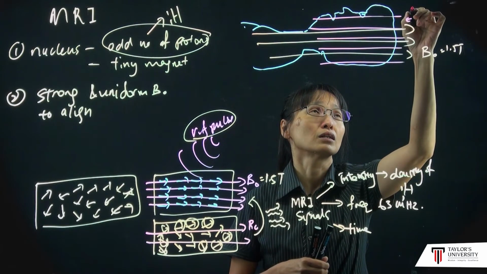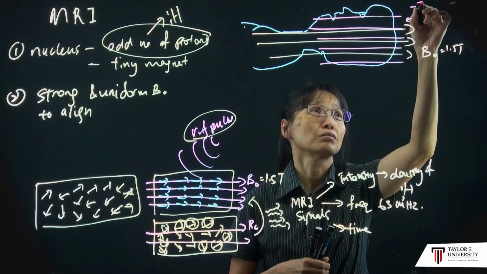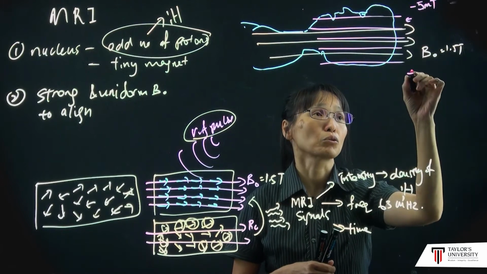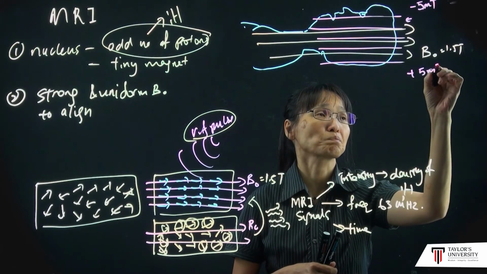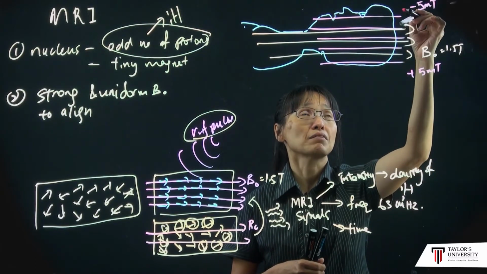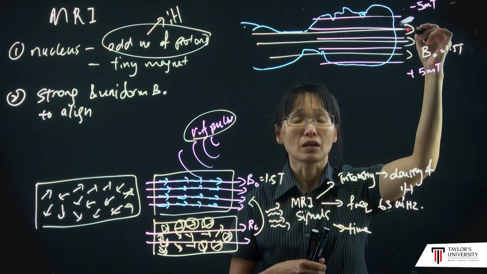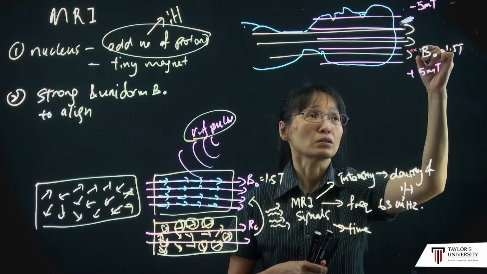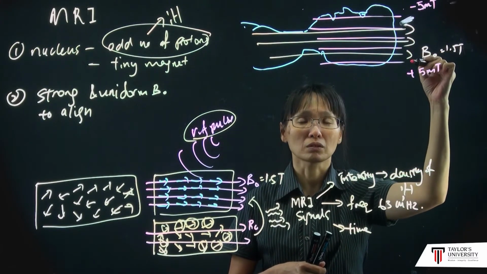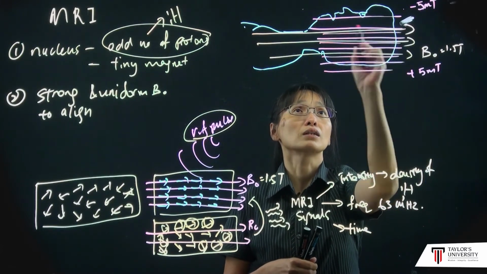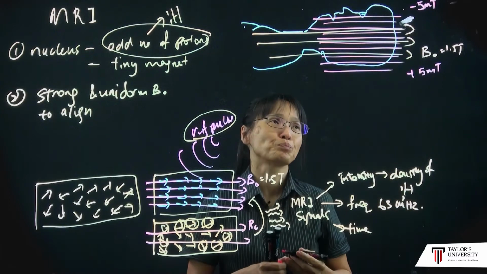Like for example, these slices could be from, let's say, -5 millitesla all the way to +5 millitesla. So that's a gradient. So here's -5, -4, -3, -2, -1, 0, for example. And then +1 milli, +2 milli, +3 milli, and so on all the way. So we divide it into many slices.